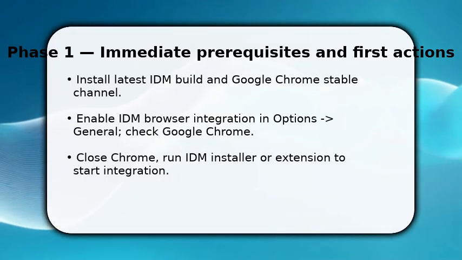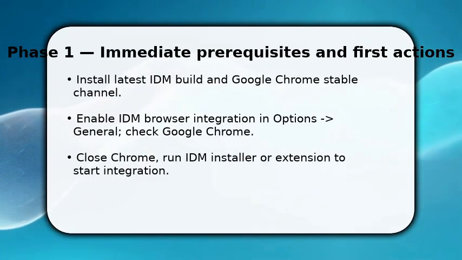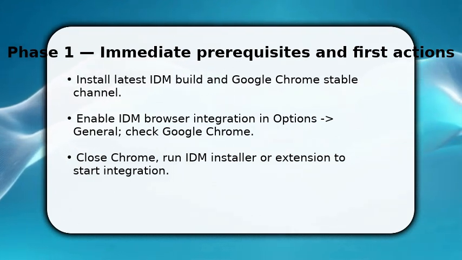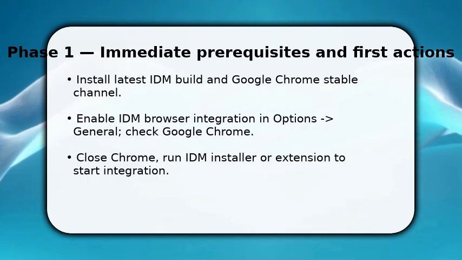If the extension is missing, run the IDM installer again and choose to add browser extensions. This forces the native host and helper files into Chrome's extensions folder. Make sure you run both apps with normal user permissions. Administrator rights help for system-wide registration.